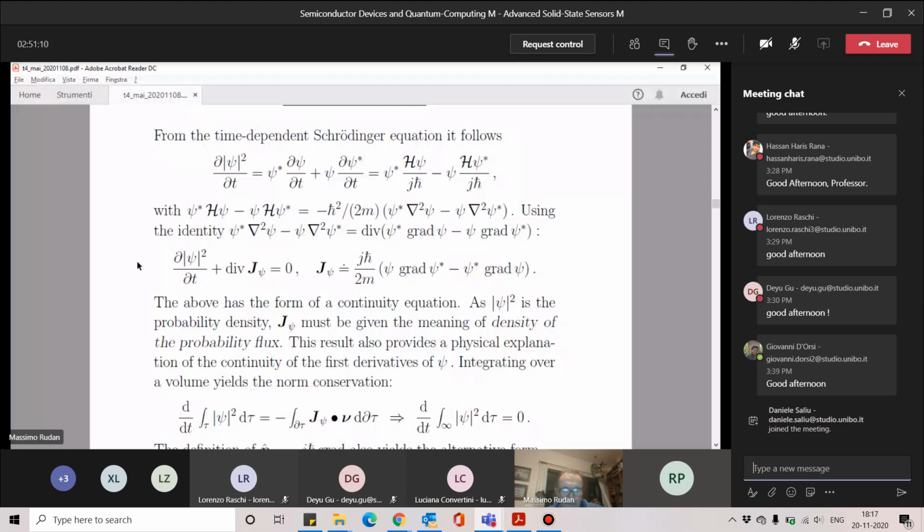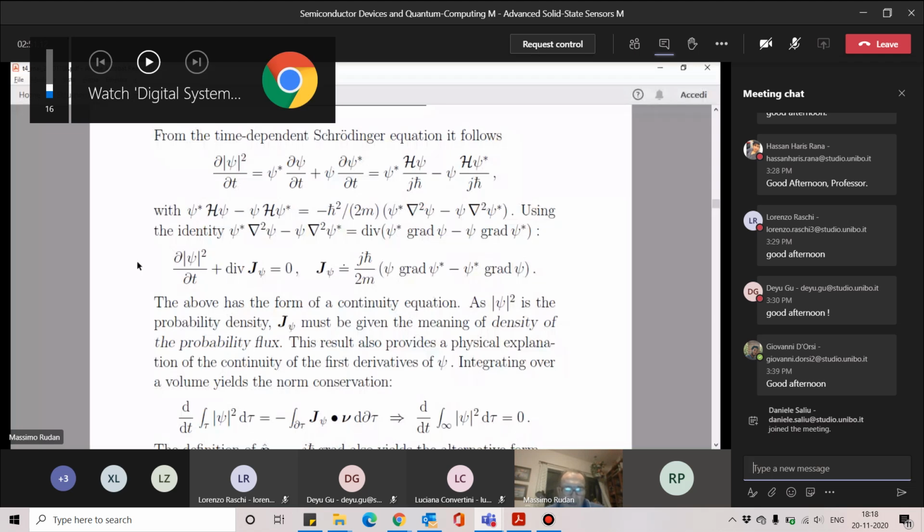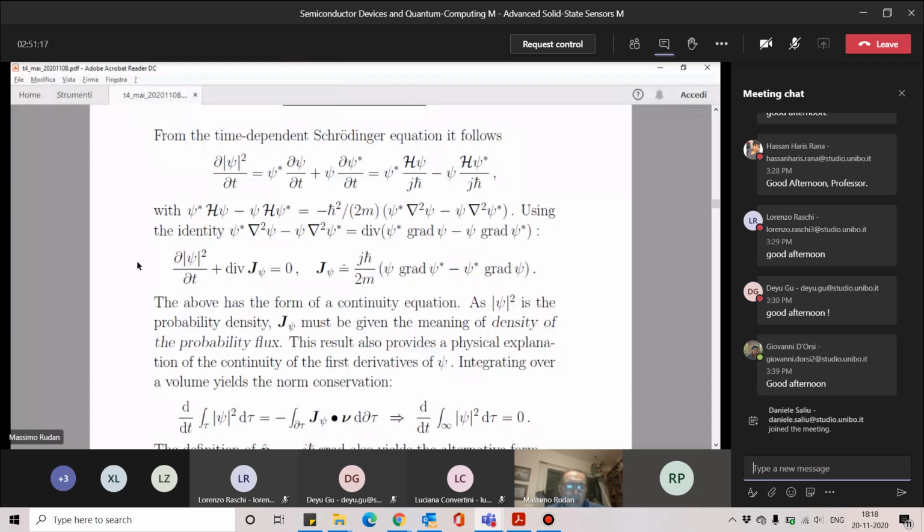Okay. Now let's continue. What happens when you integrate a continuity equation over a volume tau? This is visible at the bottom.